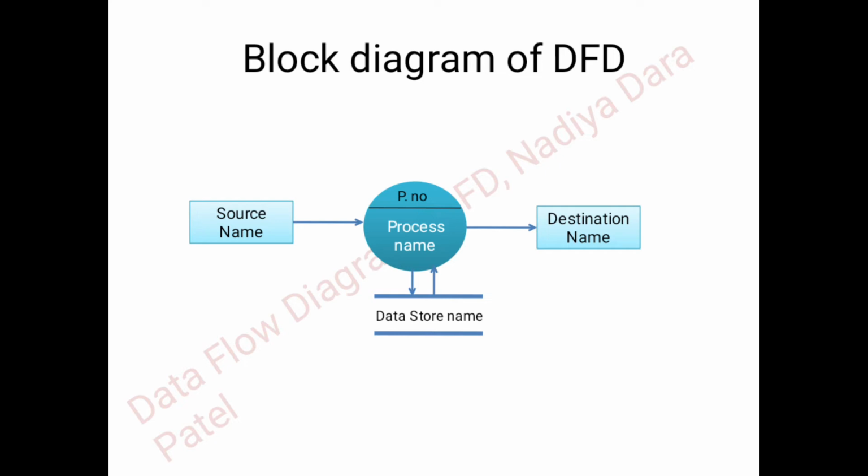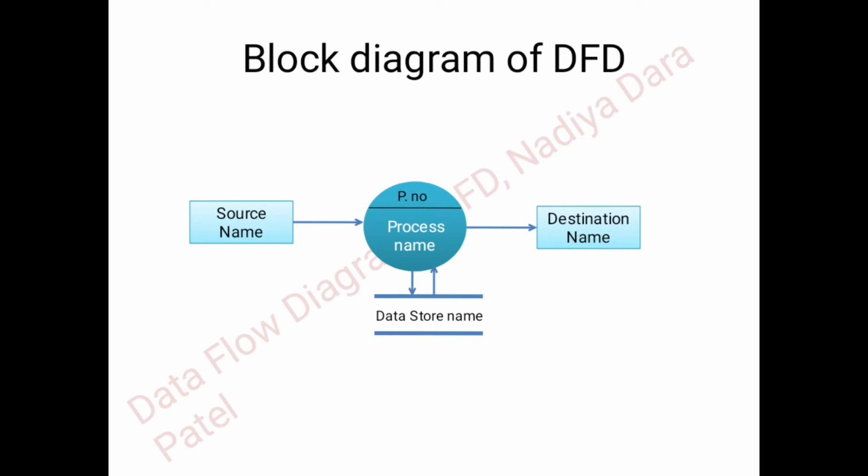One more thing which you should avoid doing is don't place any of the sources on top. As there is a partition for process number and process name, above the partition, try not connecting any entities. So don't connect any entities on the top.